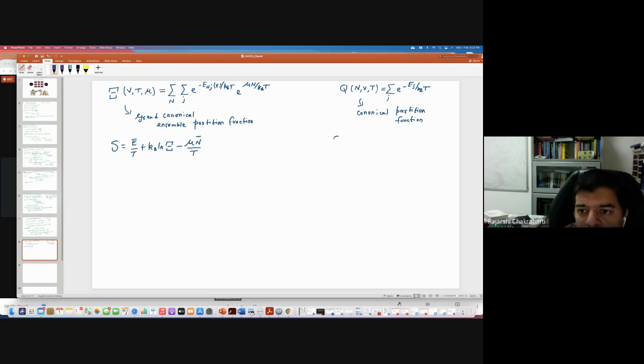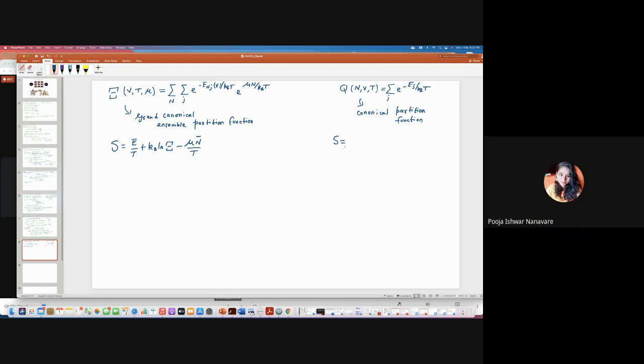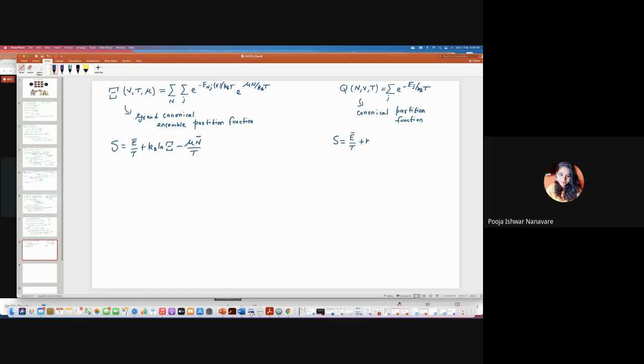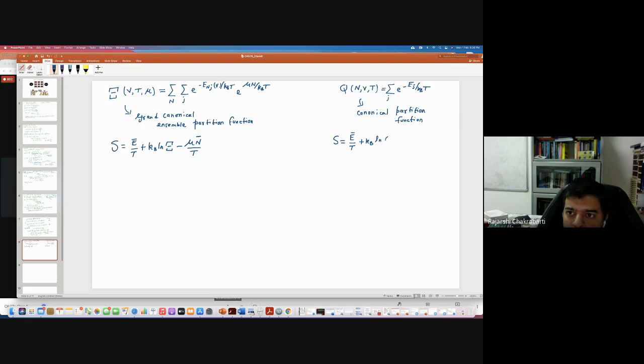Anybody remembers the entropy in terms of the canonical partition function? It was E bar by T plus k_B ln Q. So actually you can express entropy in terms of the canonical partition function or the grand canonical partition function, depending on which ensemble you are working in, isn't it? As simple as that. So now I give you two problems which are given in the assignment set.